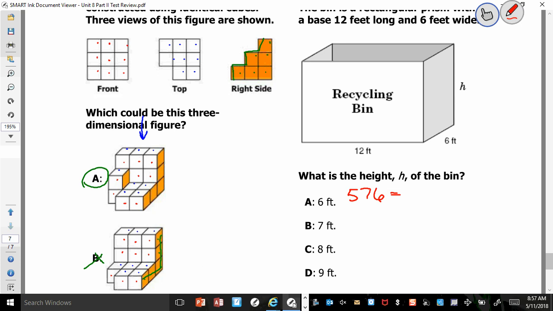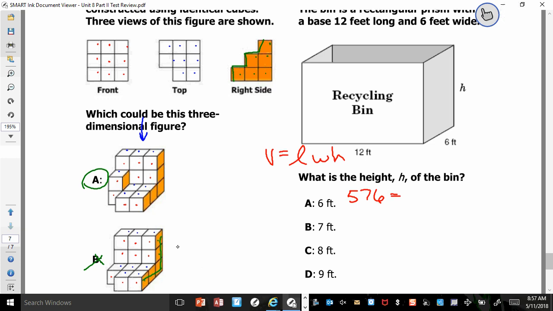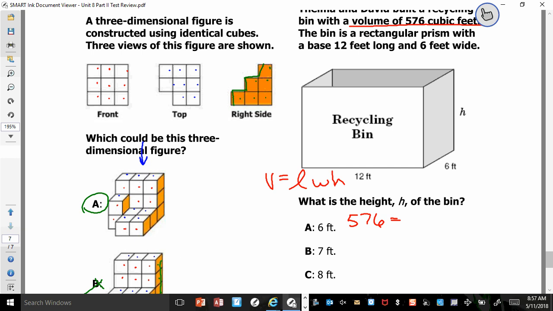Right. Let's see. Volume equals what? Length times width times height, right? So we plug in what you have. We have the total volume. Do we have? We don't have the what? Height, right? We're looking for h. So let's plug this in. 12 times 6 times h. What's 12 times 6? 72h. Now what are we going to do?